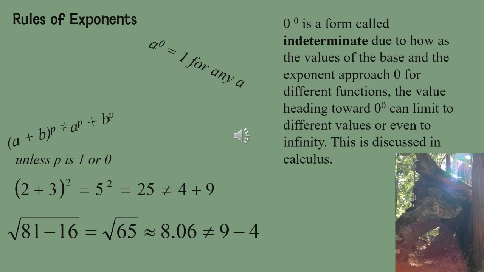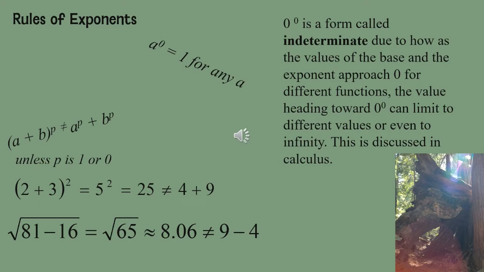2 plus 3 we know is 5. 5 squared we know is 25. 25 does not equal 4 plus 9. So a plus b to a power is never going to equal the first thing to the power plus the second thing to the power, unless the power happens to be 1, or one of the terms happens to be 0. If one of them is 0, then as you can see, you're just going to get a single term raised to a power.